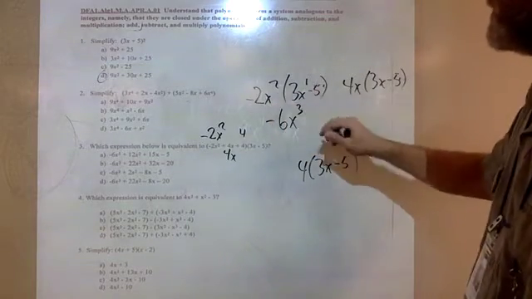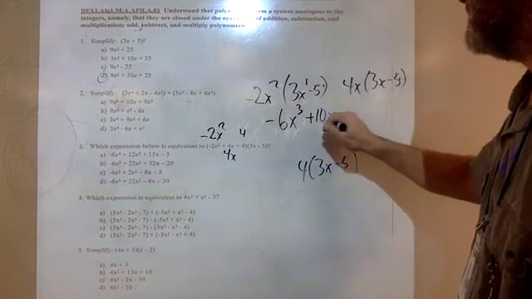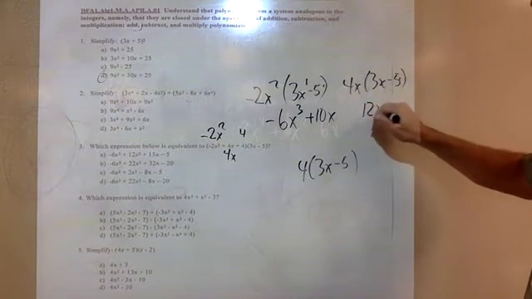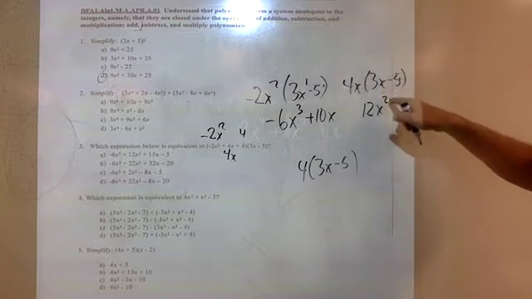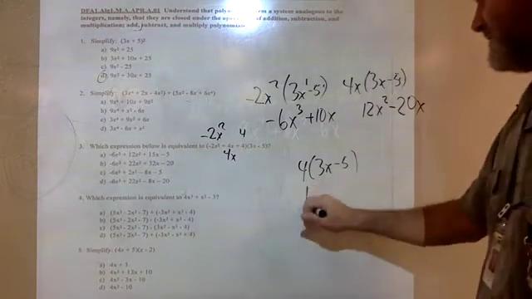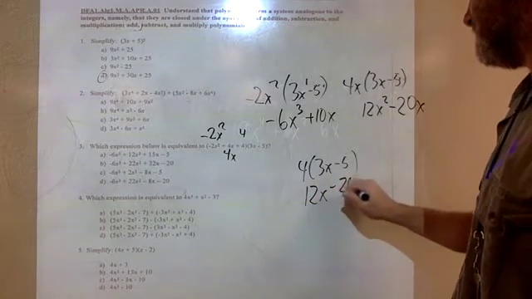And then negative 2 times negative 5 is positive 10. Over here, 4 times 3 is 12x squared. 1 and 1 makes 2. Minus 20x. And here we have 12x minus 20.